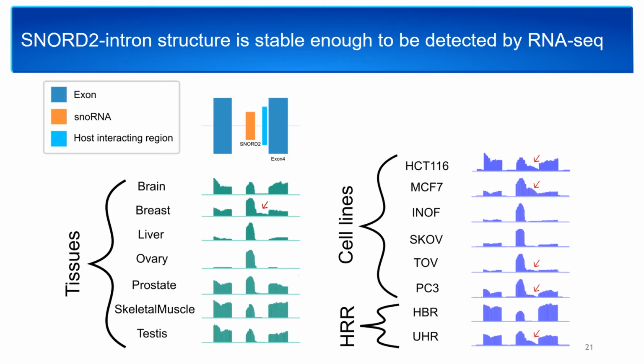Next, we investigated the possibility of a stable SNOR2 intron intermediate using our and other RNA-seq datasets from 7 human healthy tissues, 6 cancer cell lines, and 2 reference RNA. Surprisingly, we were able to see coverage in the downstream intron of SNOR2 for some datasets, as represented by the red arrows, with generally higher coverage in cancer cell lines.